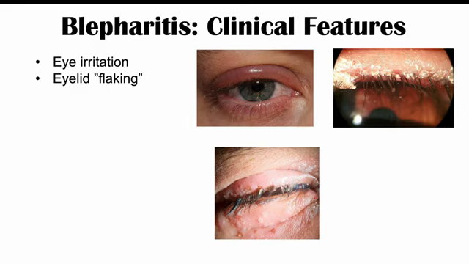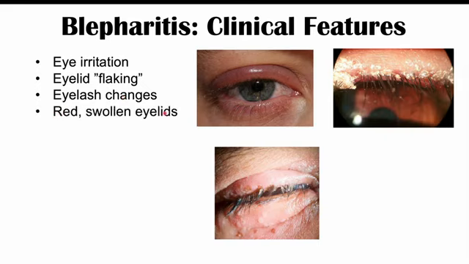Here's an image of what it might look like if you have herpes simplex virus causing the blepharitis. There can be eyelash changes as well, so they can change direction, they can be bent, or there can be fewer of them. We can see red and swollen eyelids, as I mentioned before, and there can be mild pain as well. Since there is inflammation, there can be pain.